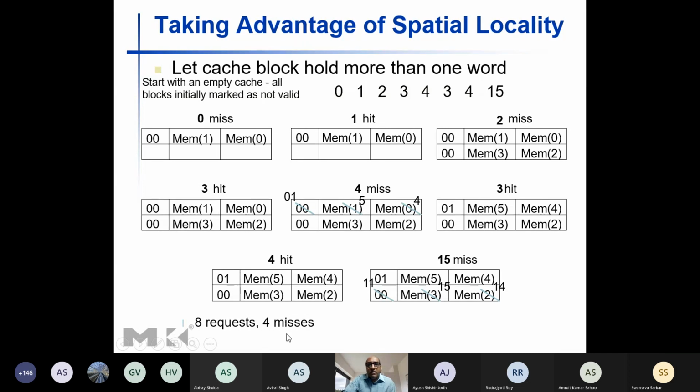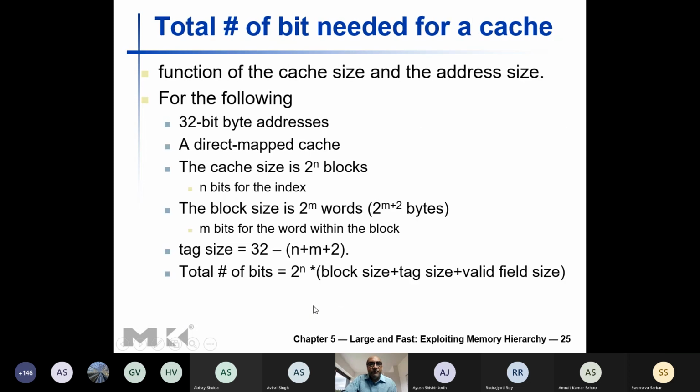So therefore, for handling these misses, some penalties are required. Compared to earlier, this is better, right? This way you can see that as the block size increases, because of the spatial locality, you can improve the performance.